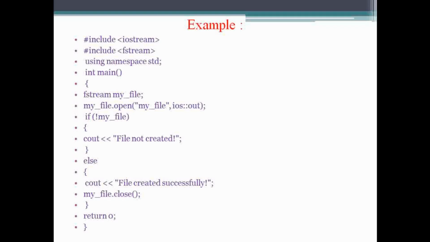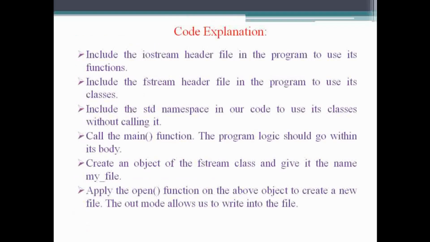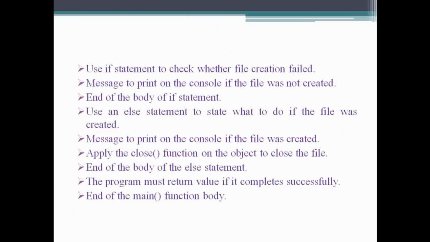Use an if statement to check whether file creation failed. Message to print on the console if the file was not created. End of body of if statement. Use an else statement to state what to do if the file was created. Message to print on the console if the file was created. Apply the close function on the object to close the file. End of the body of else statement. The program must return a value if it completes successfully. End of the main function body.